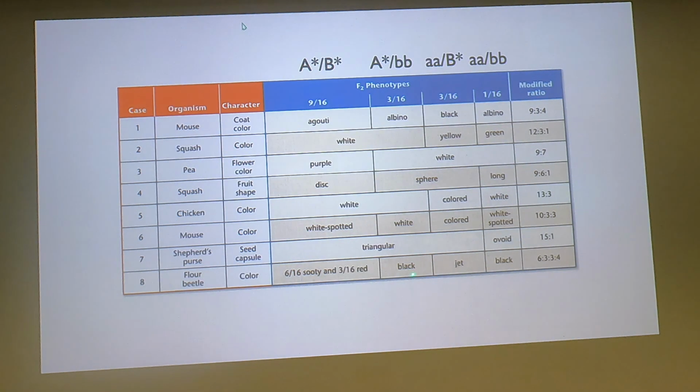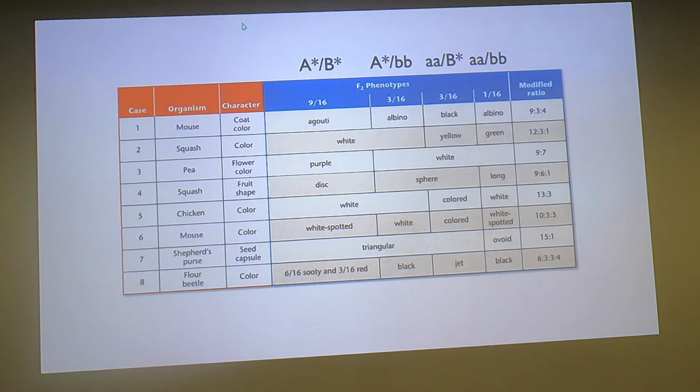And then, of course, here we get black and black. Those just lumped together. And jet, which is really black in this case. So what's the logic behind this distribution? Getting a 6:3 to 3:4 ratio. Maybe we should just look at these two combinations. Black and black. Okay. How do you get black?